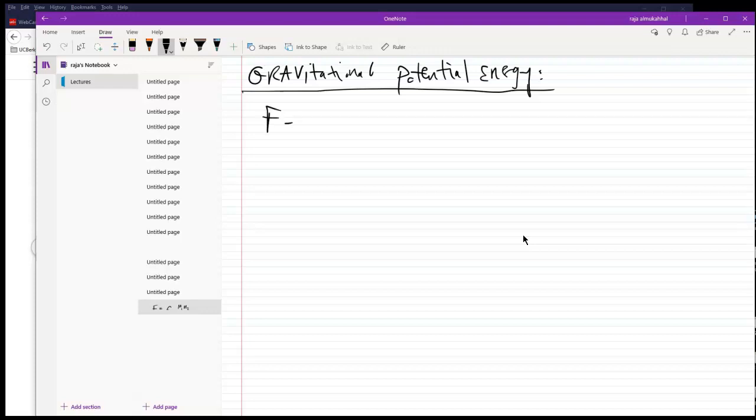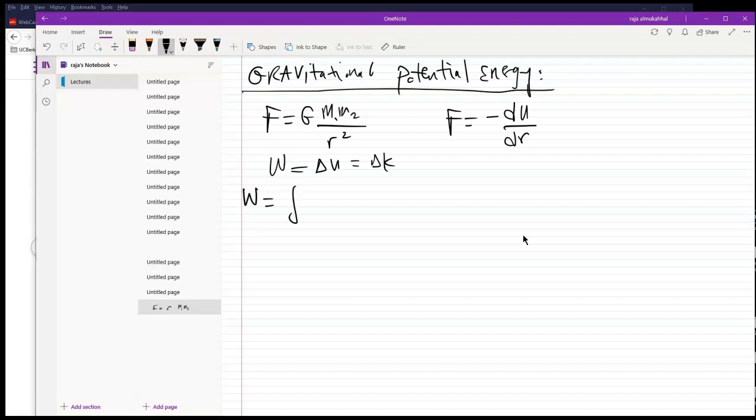So we know that the force is equal to G m1 m2 over r squared, correct? And if you remember from our previous chapters, we said that the force is also equal to the negative derivative of the potential energy. Remember that? We also said that the work-energy theorem says that work is equal to delta U, the difference in potential. It's also delta K, but that's not important for us. And we also said that work is the integral of the force dr, or dx, right?